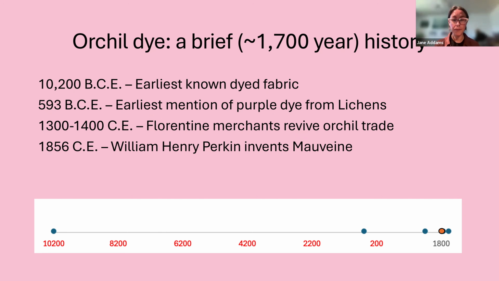So, as you can see, I've added a little point here. This little orange dot is where most Norwegian immigration to the US occurs. So somewhere between 1825 and 1920.